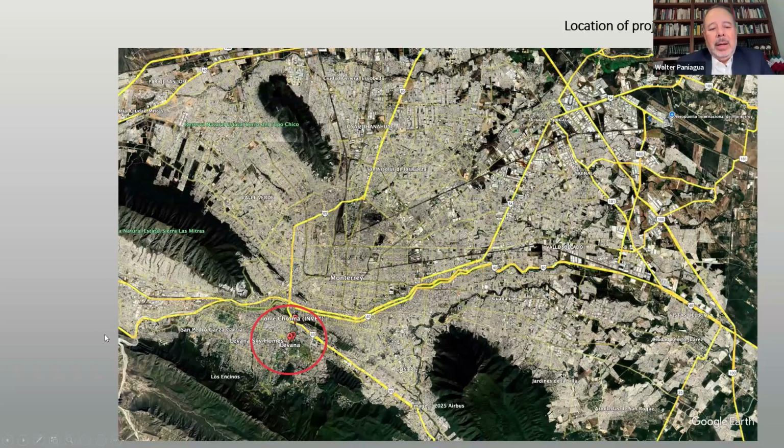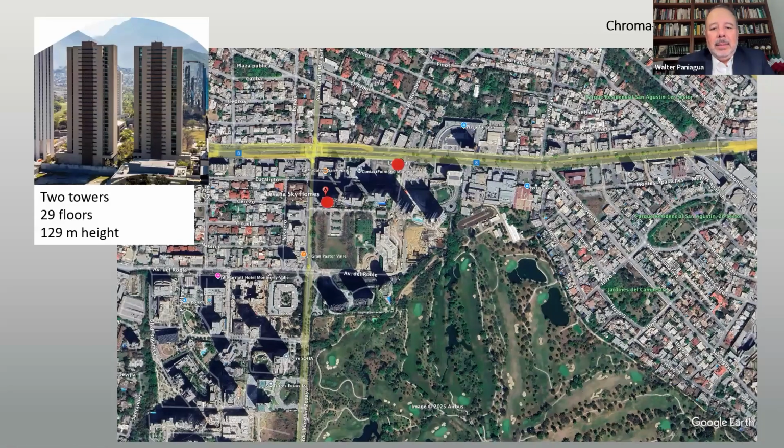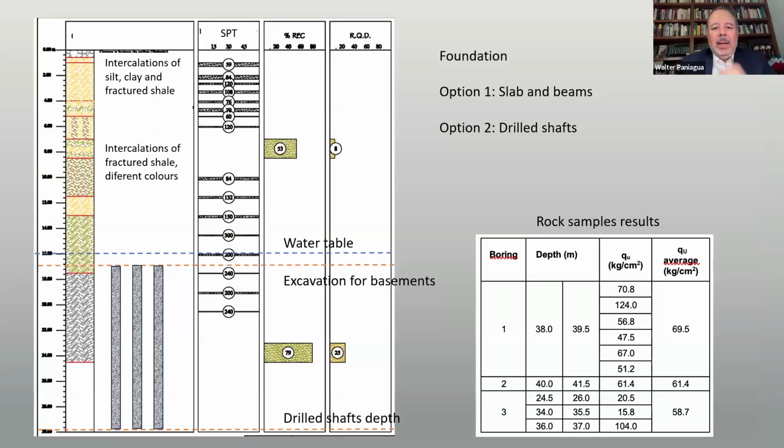This is a very, very high residential area with fancy buildings and stores and residential houses and so on. So this client wanted to build 2 towers, 29 floors, 130 meters height almost, very fancy, elegant, expensive. There's a nice golf course around here. So they want to put, we're not afraid to put some money on testing.